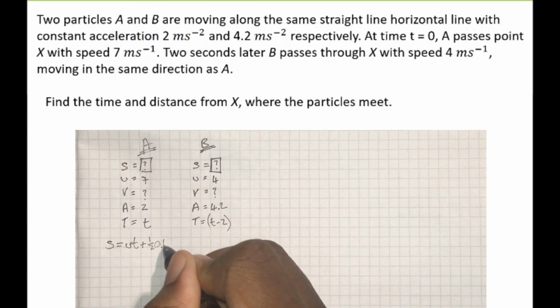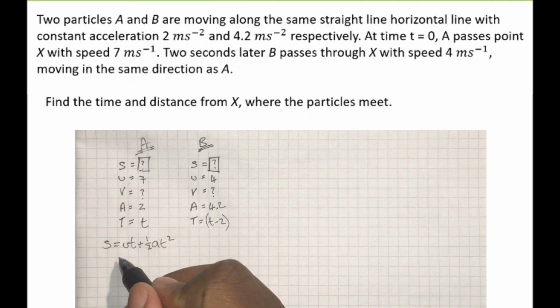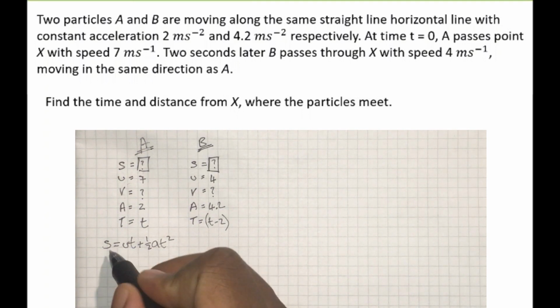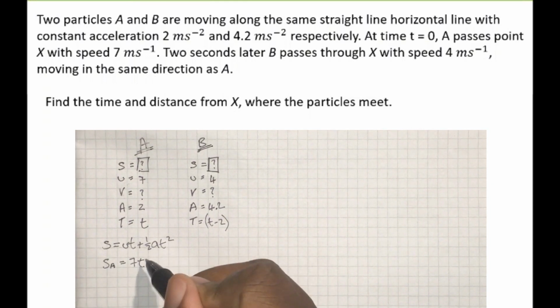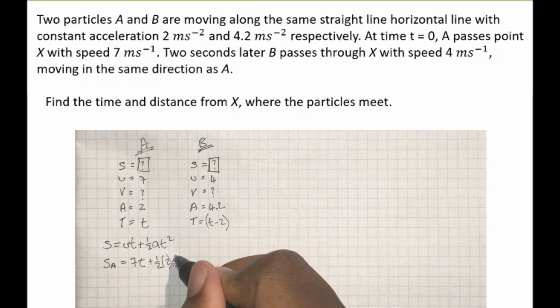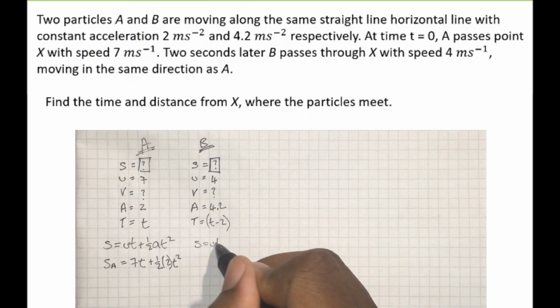Now that I have all these variables, I'm going to choose a SUVAT equation that combines the ones that we have with s, with the displacement, because I'm trying to find the distance from x. So I'm going to go ahead and substitute these values in, and I get an expression for the displacement of A. You can notice I use a subscript just to be clear which displacement I've calculated, and do exactly the same thing for B.